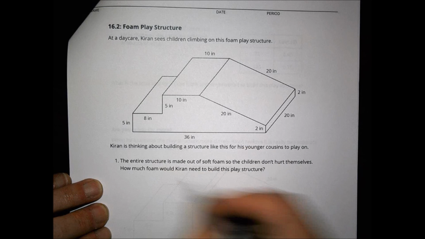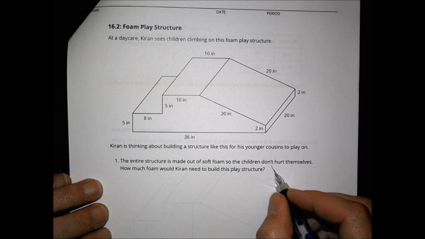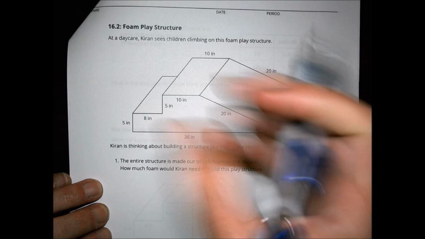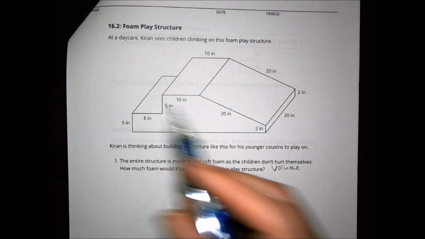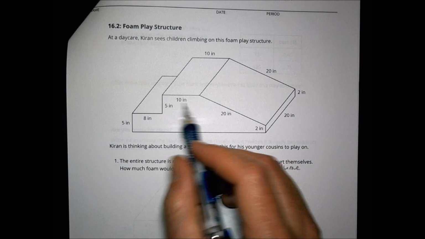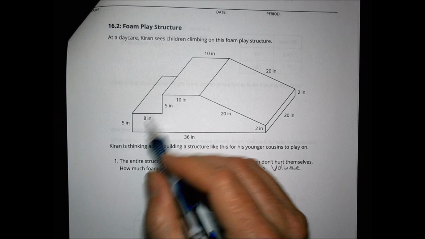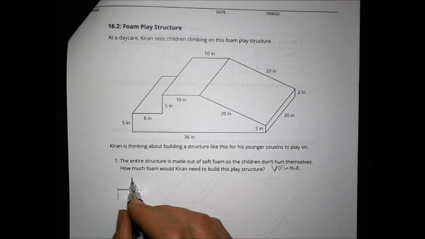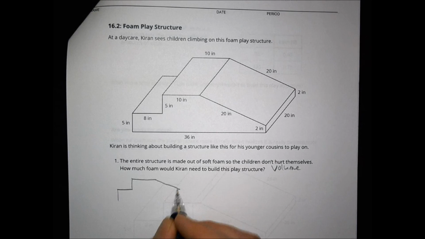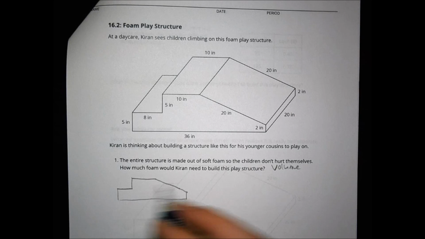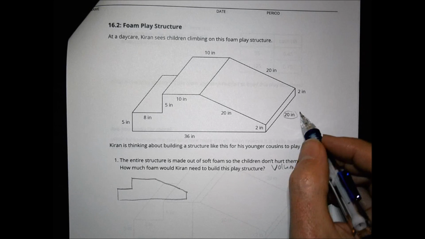Because we're talking about making the soft foam, we're talking about volume in this case. I need to find the volume of this entire shape. I have a base here, which is a little funky, but I do have a base, and it comes down to here. I can find the base area, and then I have a height as well.